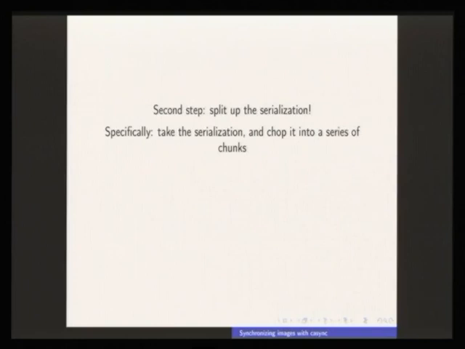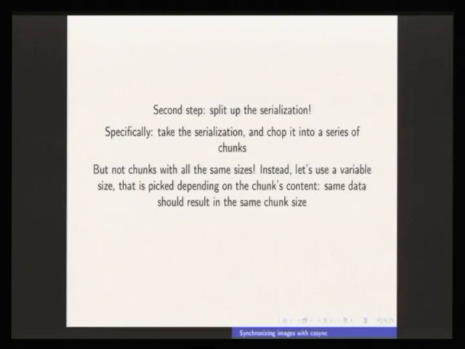As mentioned, these chunks are split up in a way where their size is variable, and the size is generated from a hash of what's inside of that chunk. So the idea basically is that the same data results in the same chunks. And why do we do this? Why don't we just use equally sized chunks?